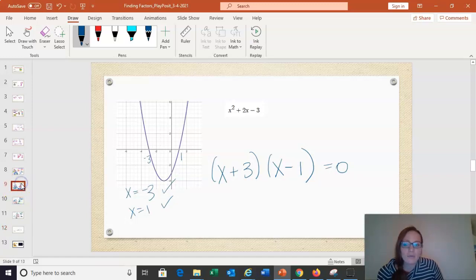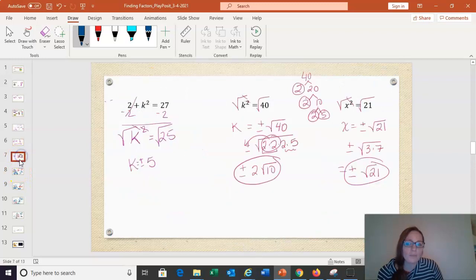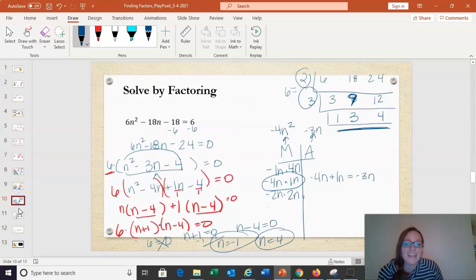Remember this example? Where'd it go? Where'd it go? This one, where we had this extraneous 6. Remember that? It would not have worked here. And that's because we have a number larger than 1 in front, the leading coefficient.